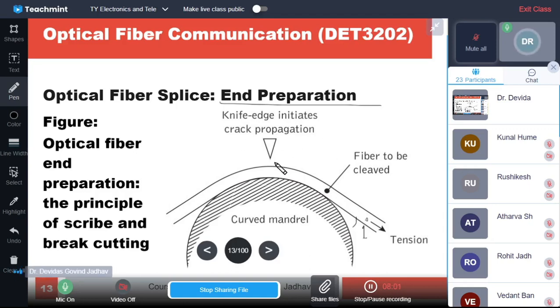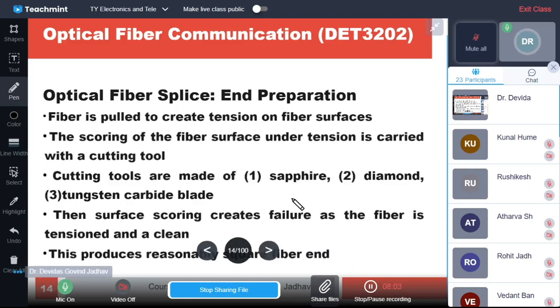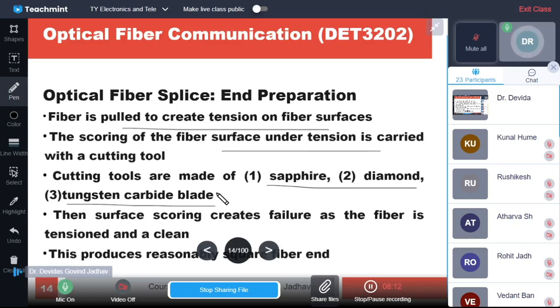So these knives are of sapphire, diamond, tungsten carbide blade, etc. Fibers are pulled, and under tension the cut is initiated with the help of cutting tools: sapphire, diamond, tungsten carbide, etc. Then surface scoring creates the failure in the fiber, and under tension it produces a reasonably square fiber end.